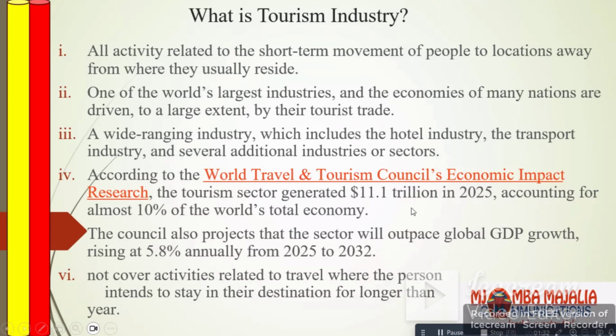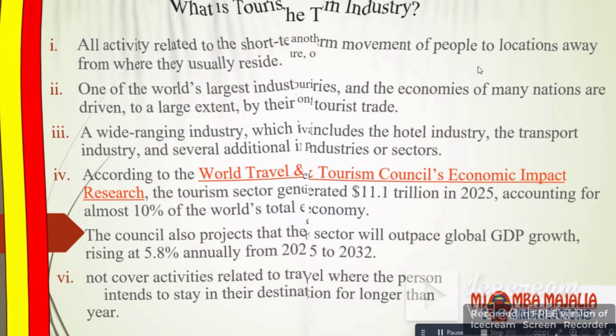Those are statistics you can look at. The World Travel and Tourism Council's economic impact report says the tourism sector generates 11.1 trillion. Just look at the figure, trillion, and it's 10% of the world's total economy. So the tourism industry is very, very important. That's what it means, and it's an industry to reckon with.